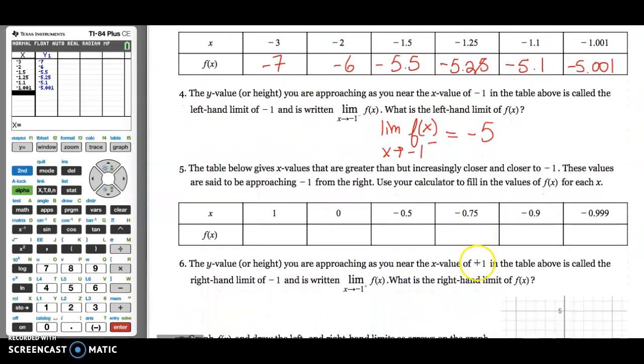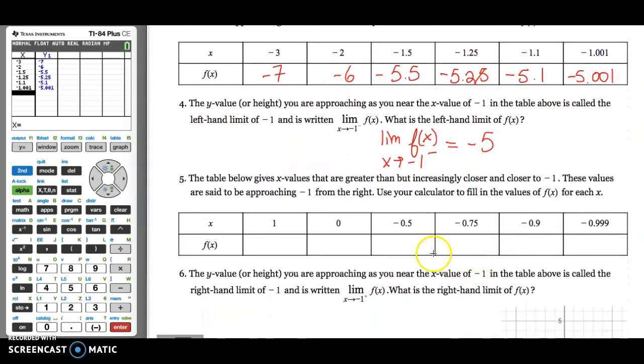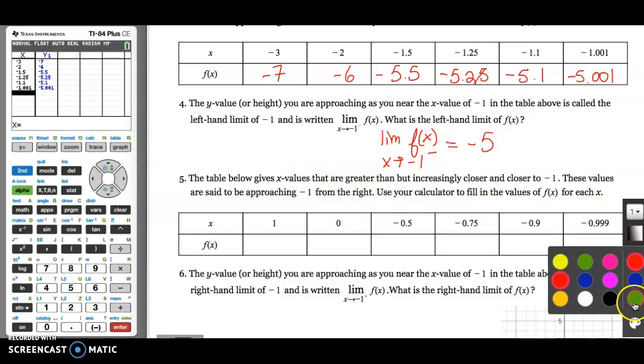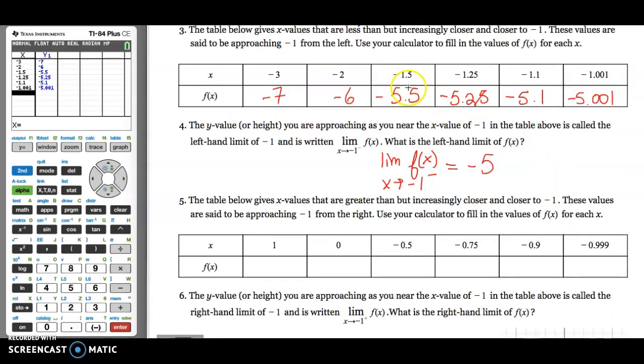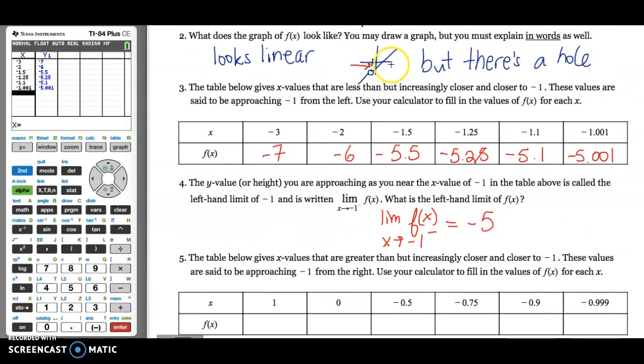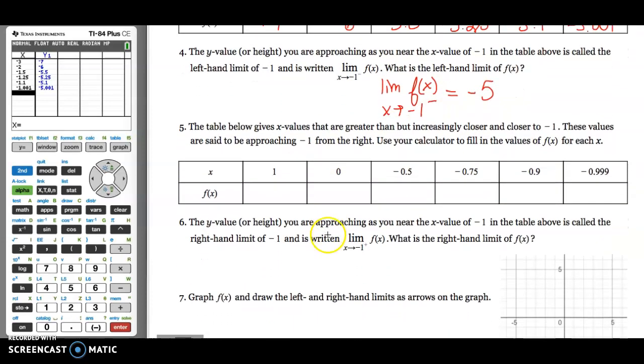Now we're going to do the same thing, but from what we call the right-hand side. So values that are greater than, but increasingly close to -1. If I look back up at my sketch up here, I'm going to be trying 1, and then 0, and then -0.5. So I'm picking values that are going to be closer and closer to -1, but from the right-hand side. And so we're going to find the right-hand limit.